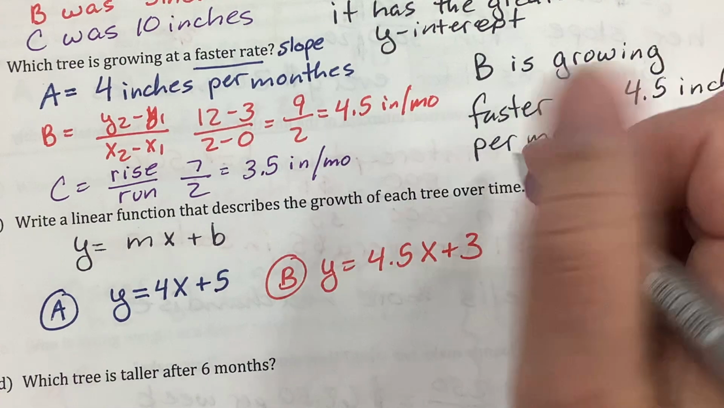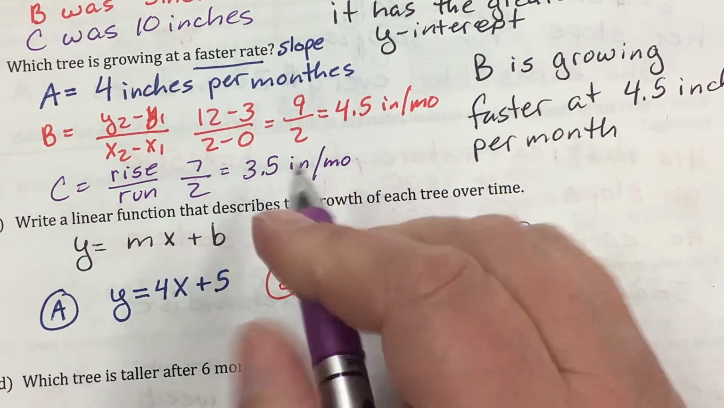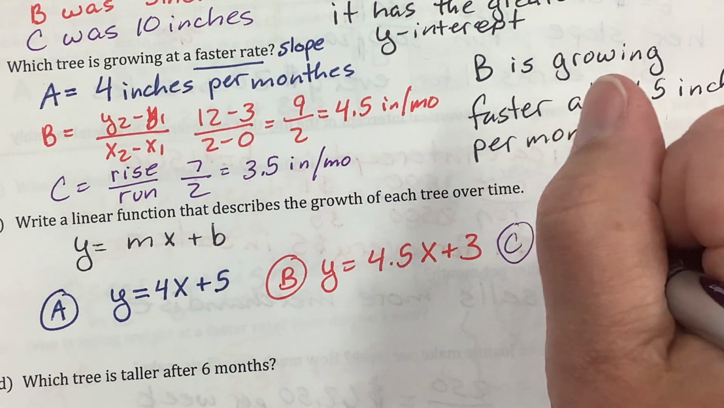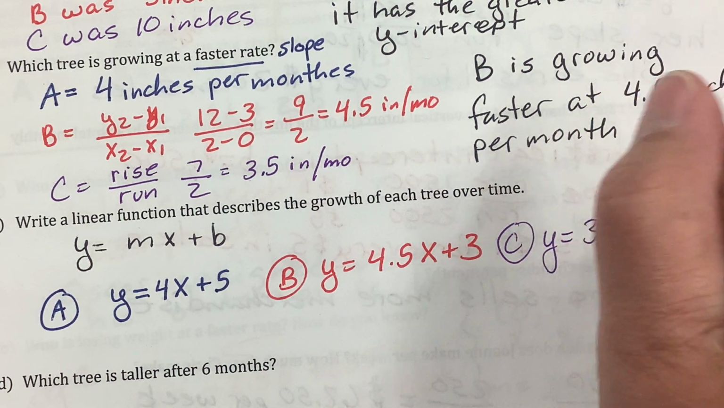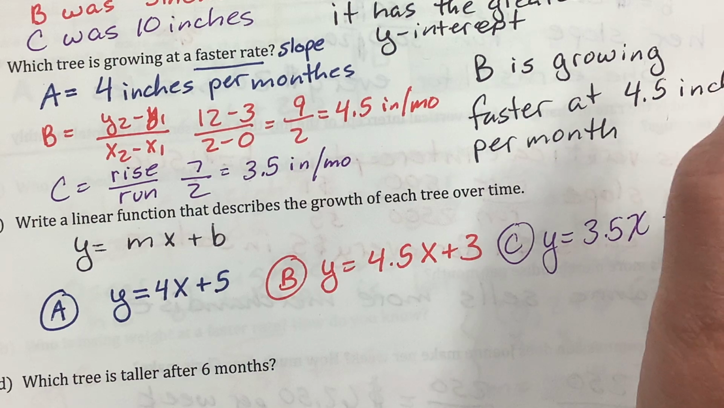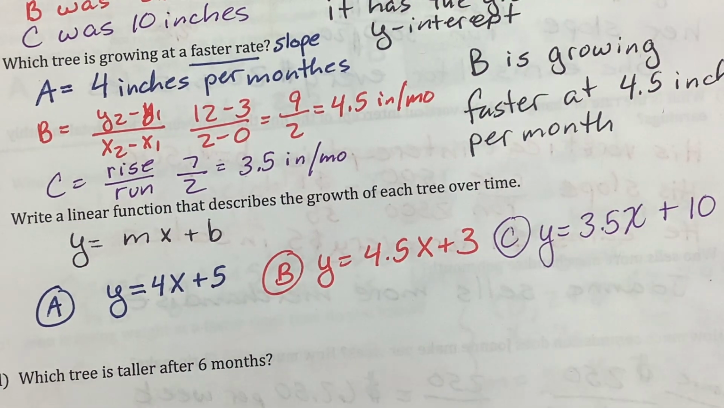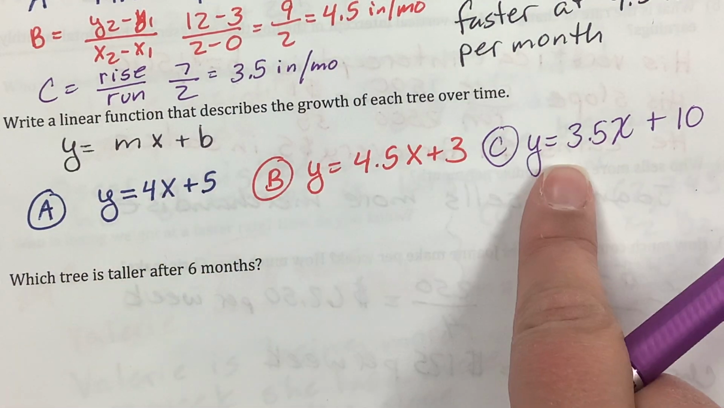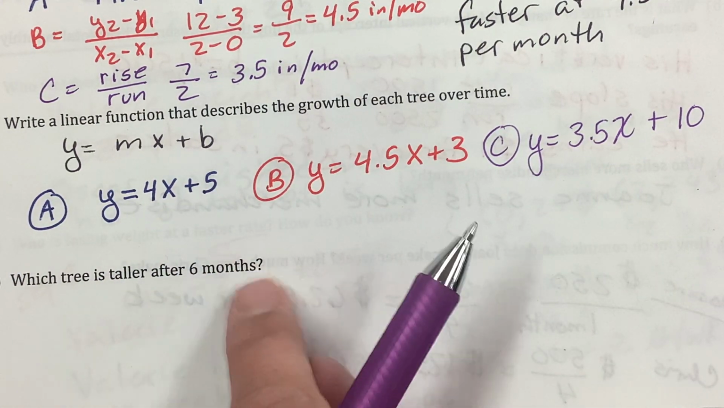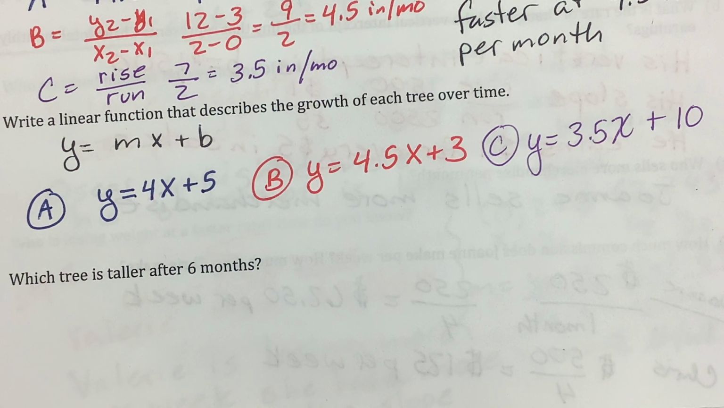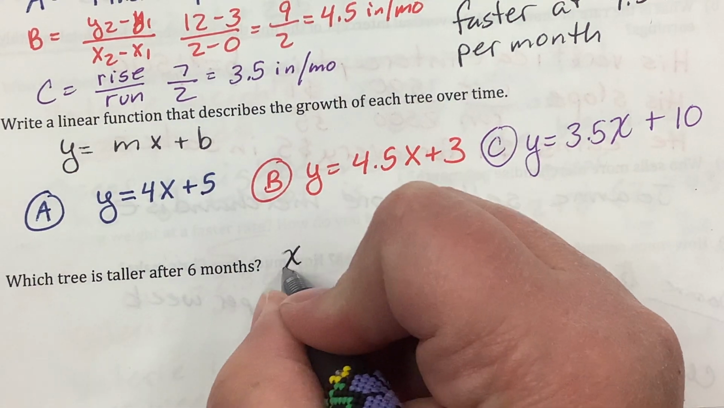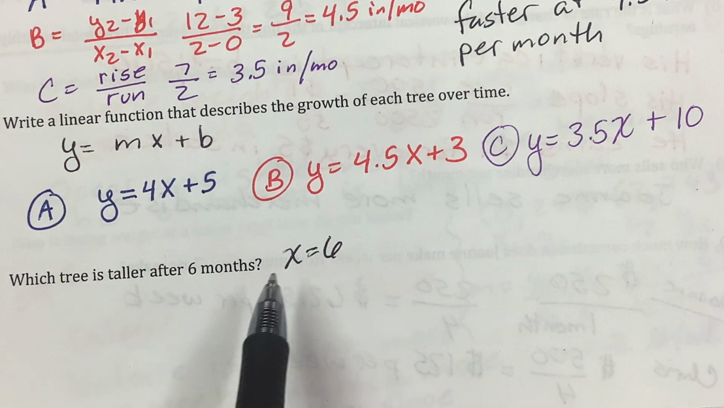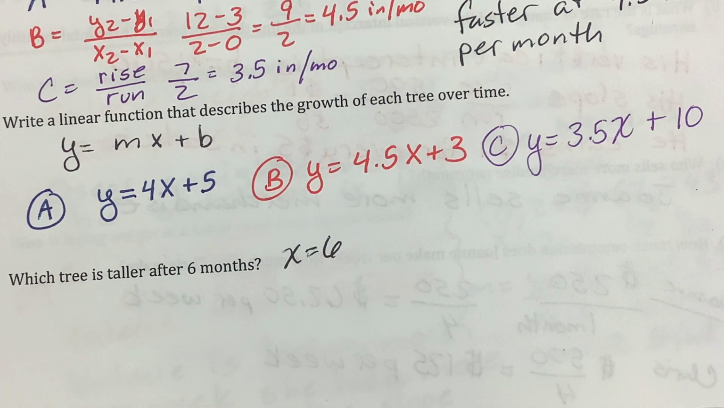And C is growing 3.5, but it started at 10. So y equals 3.5 times x plus 10. Not horrible. Now I have to use each of these, and the tree is tallest after 6 months. 6 months is a time, so x equals 6. So I'm going to rewrite all of these equations and fill in the x is 6.